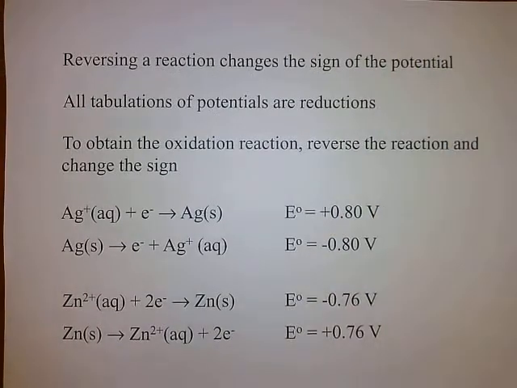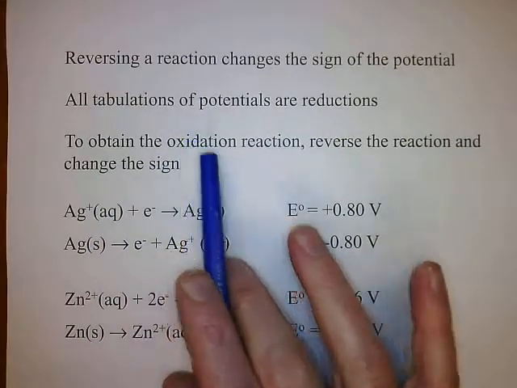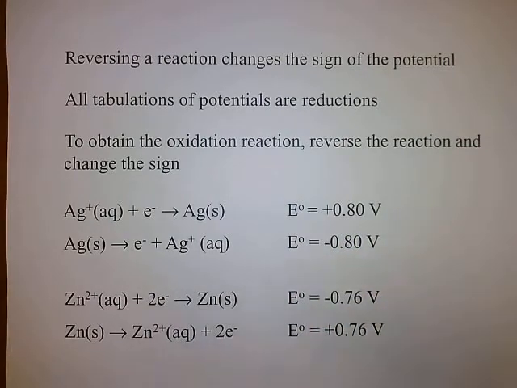Somebody along the way made an executive decision that said we're only going to talk about reductions. We're only going to tabulate reductions, and it's assumed that if you want to know the oxidation reaction, you can reverse the reaction and change the sign. So to obtain the oxidation, reverse the reaction and change the sign.